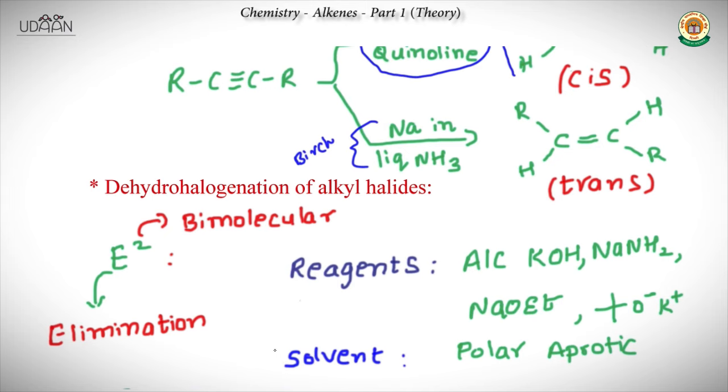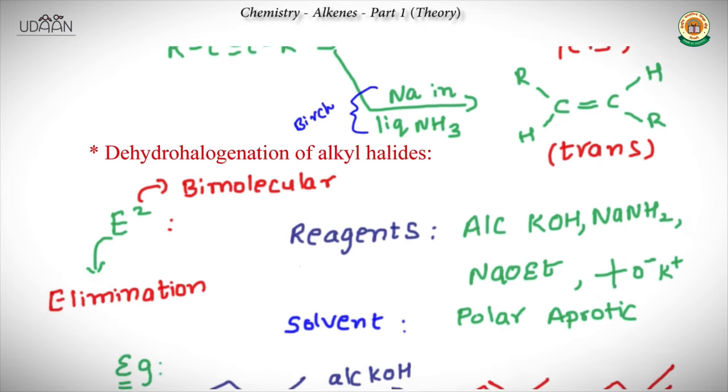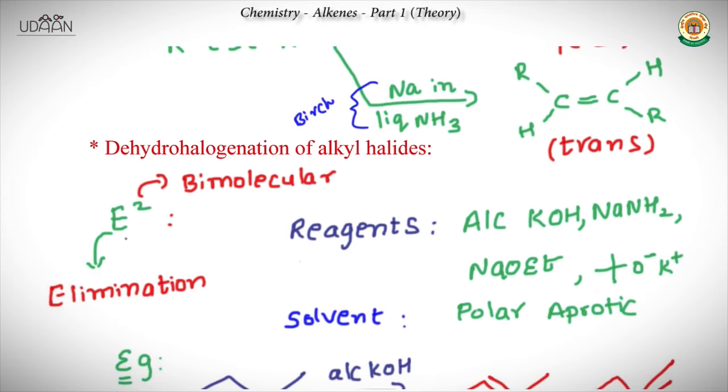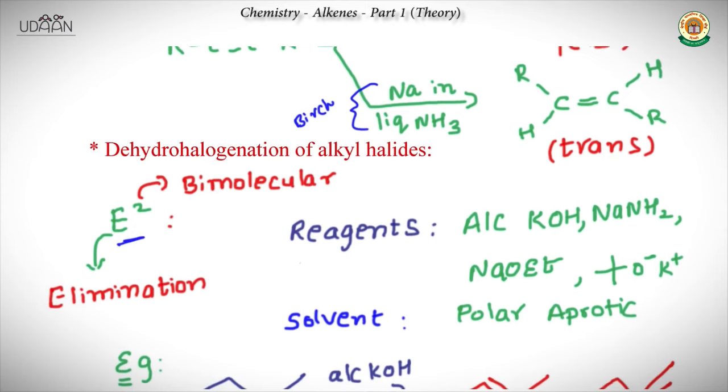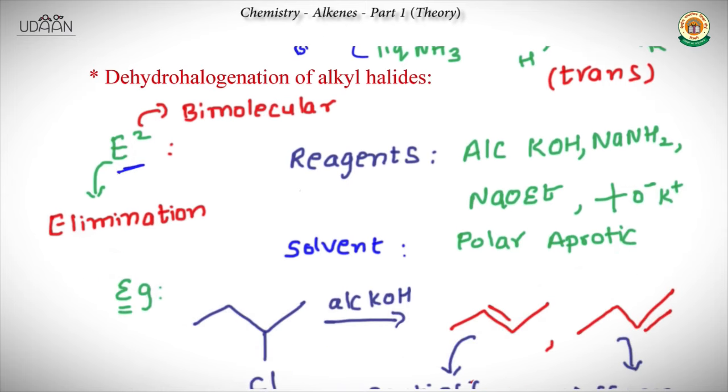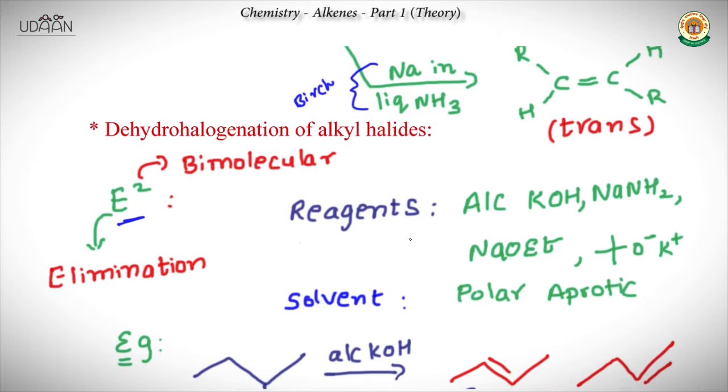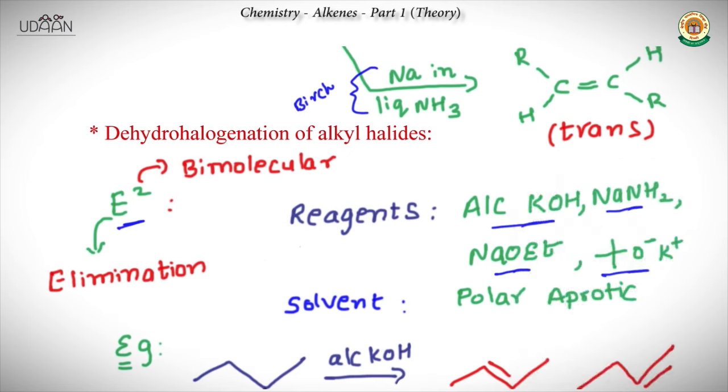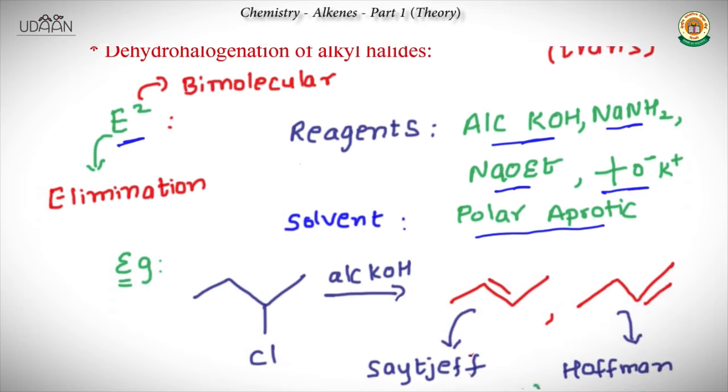Alright, let's move on to dehydrohalogenation of alkyl halides. In the dehydrohalogenation of alkyl halides, you have two reactions. One is called E2 elimination and one is E1 elimination. Now, for E2 elimination, we use reagents like alcoholic KOH, NaNH2, NaOEt and tertiary butoxide ion, and the solvent which we use here is a polar aprotic solvent. I'll tell you an example for it.